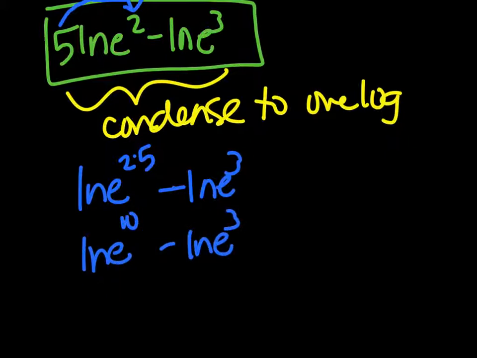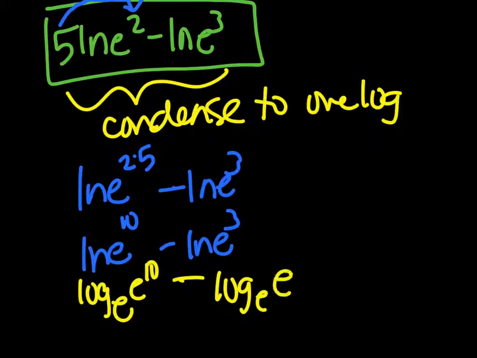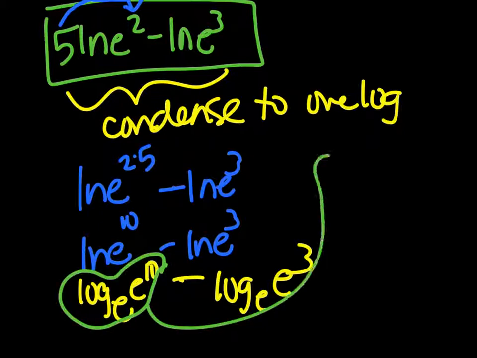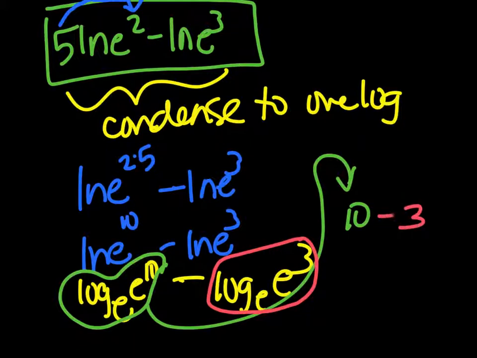And if you remember, natural log is log base e. And so as long as my two bases are the same, my answer to this part is going to be 10. My answer to this part is going to be 3. 10 minus 3 will give me 7. Okay, next one.